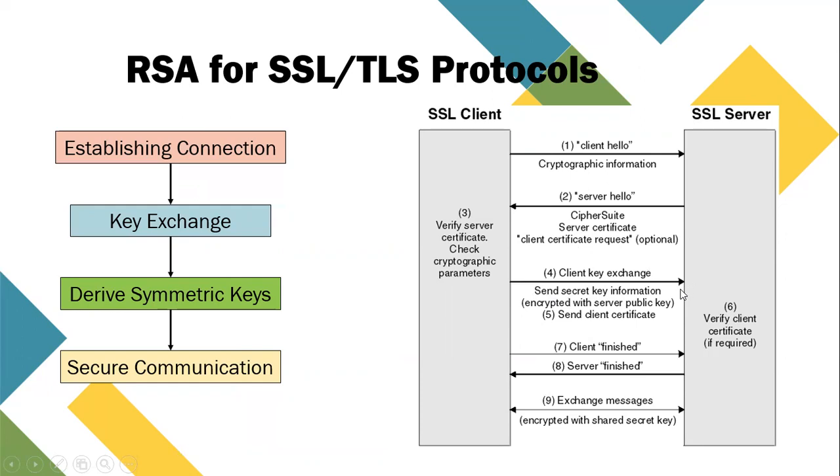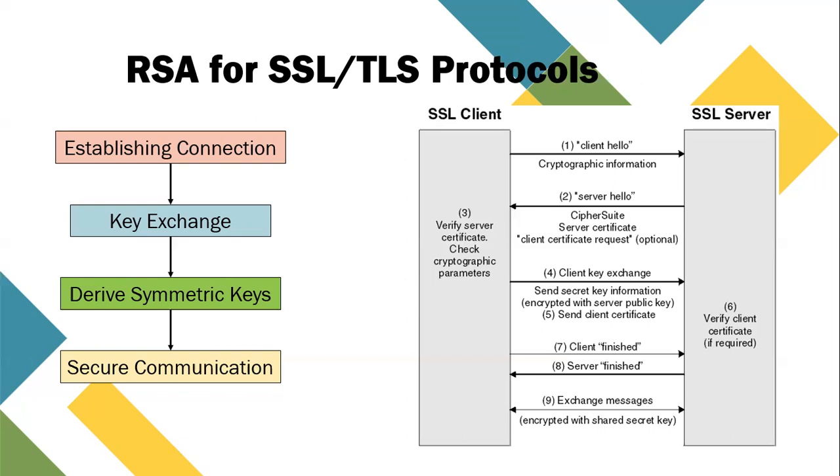As soon as the server receives the pre-master secret key, it will first verify the client certificate if required, and the next step is to decrypt it using its own private key, because it was encrypted using the server's public key. Once it is decrypted, both the client and the server share the pre-master secret key, and they can keep using this key for encrypting and decrypting messages.